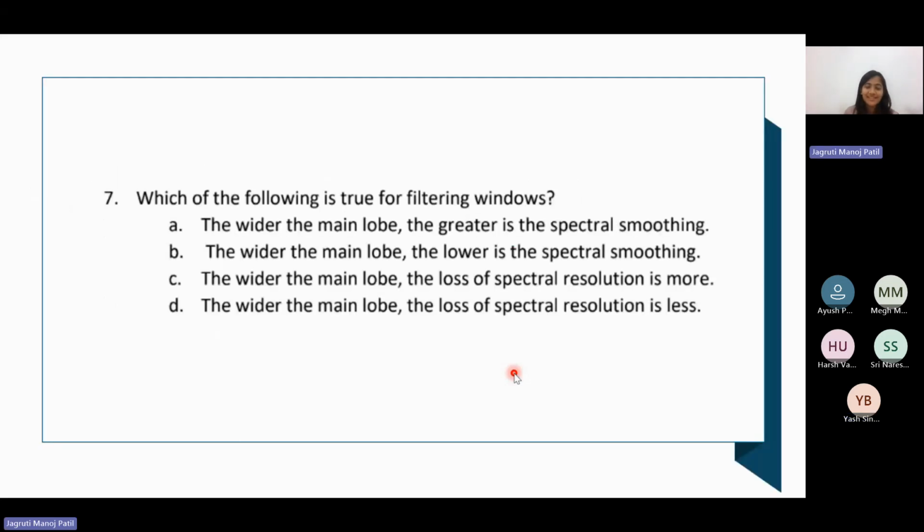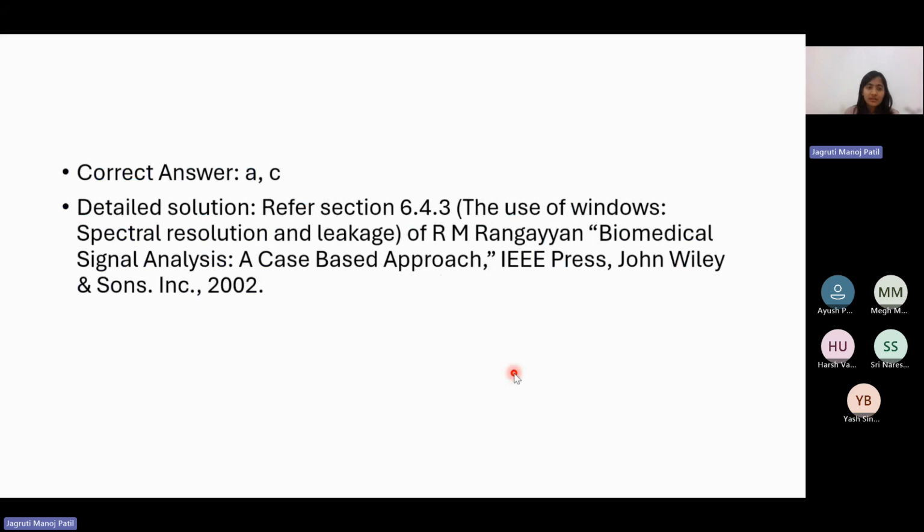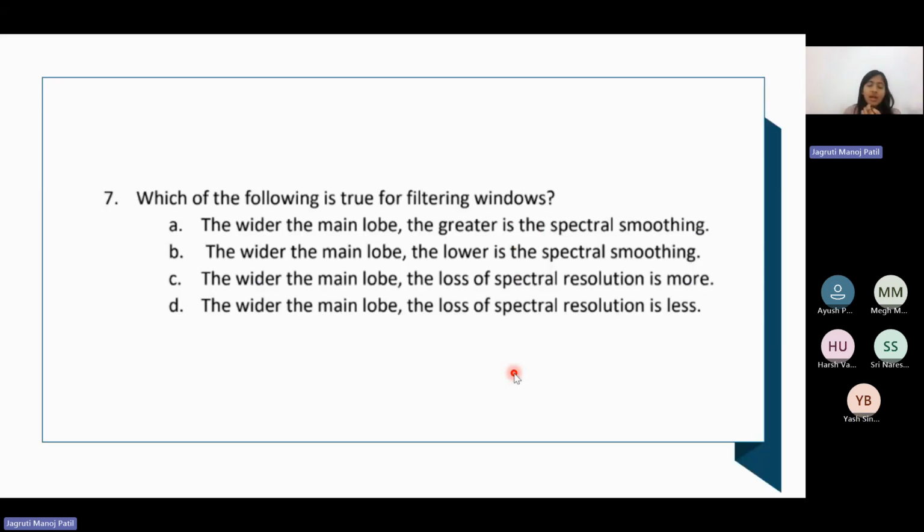Which of the following is true for filtering windows? The wider the main lobe, the greater the spectral smoothing. Or, the wider the main lobe, the loss of spectral resolution is more, or less. Probably two options would be correct here, but I'm not so sure. If it's wider, there would be more spectral smoothing, the function would be smoother, and the spectral resolution would be lesser because we measure it using the main lobe.